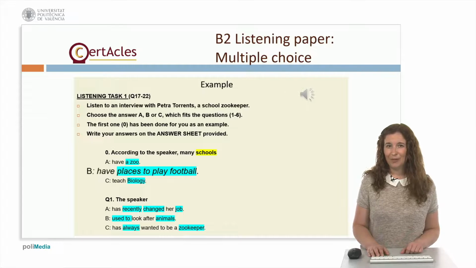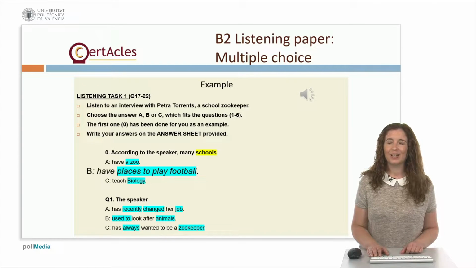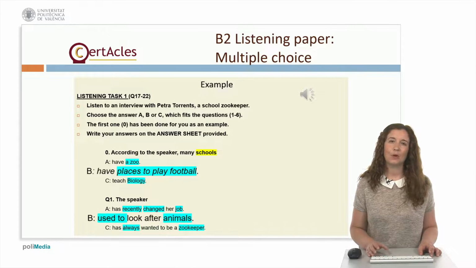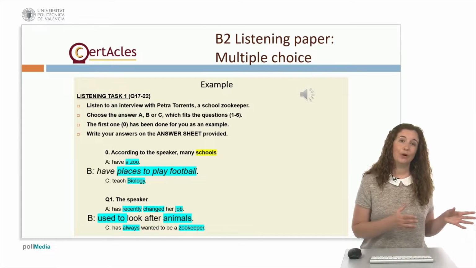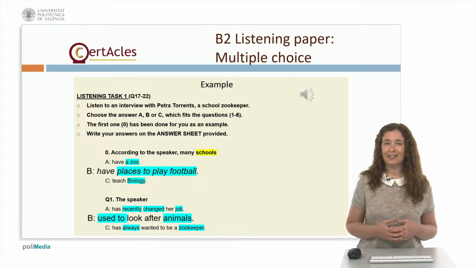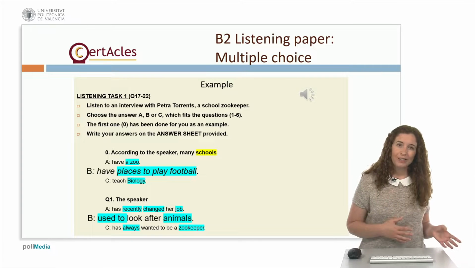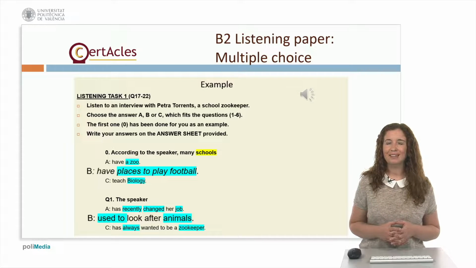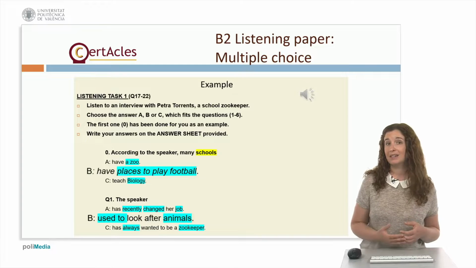So what is the answer for question 1? Have you guessed it? Good. The answer for question 1 would be used to look after animals. Why? Because in the recording we hear she worked for a decade in different zoos, or as a zookeeper, in the past. If she worked for a decade as a zookeeper in the past, this is something that happened in the past, okay? It was a job, her job in the past.